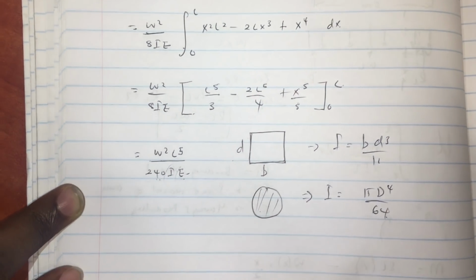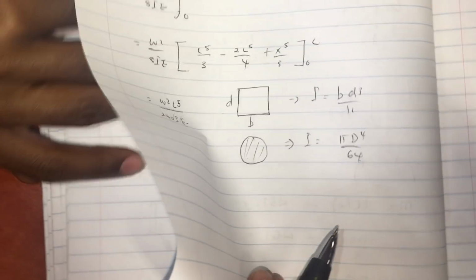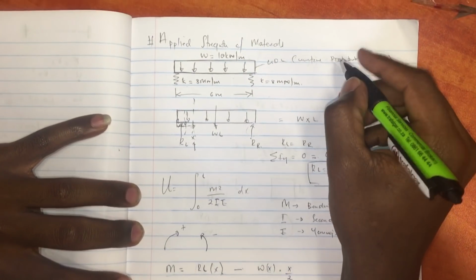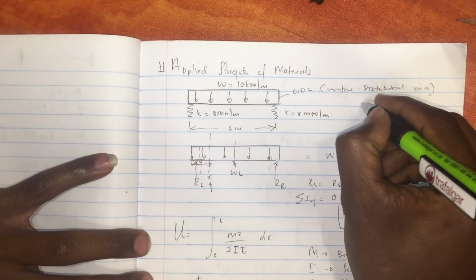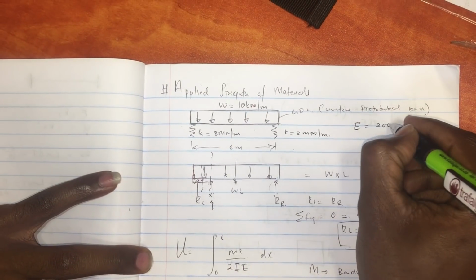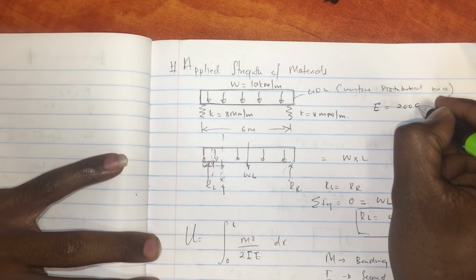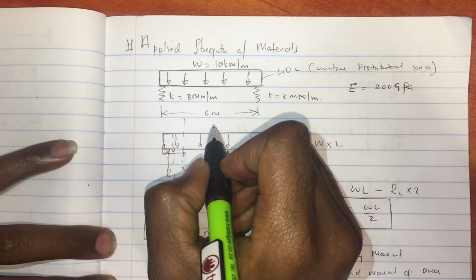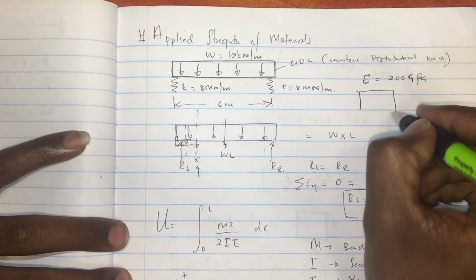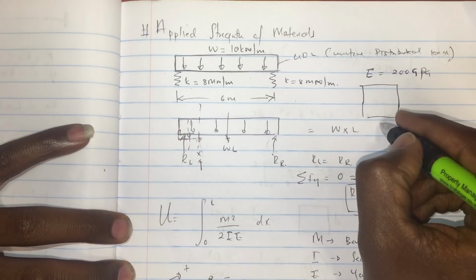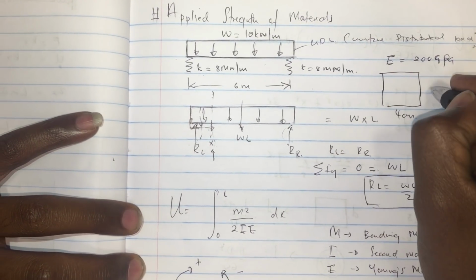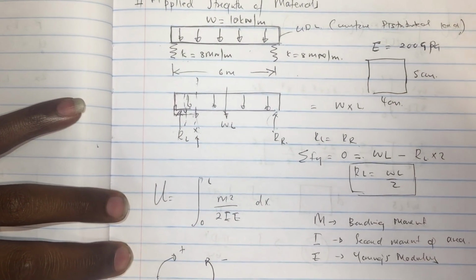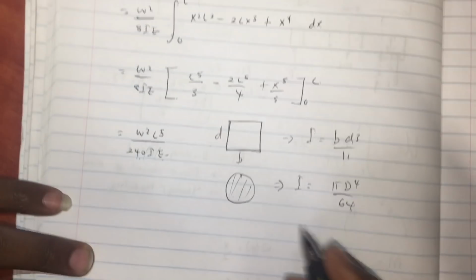So in this case, in our equation, let me just flip back to our problem. I forgot to mention that we are given Young's modulus as 200 gigapascals, right? And we're also given the cross section of the beam, which is like this. So B was 4 centimeters, and this one was 5 centimeters, right? So from this we can calculate our I and the value of E is given.